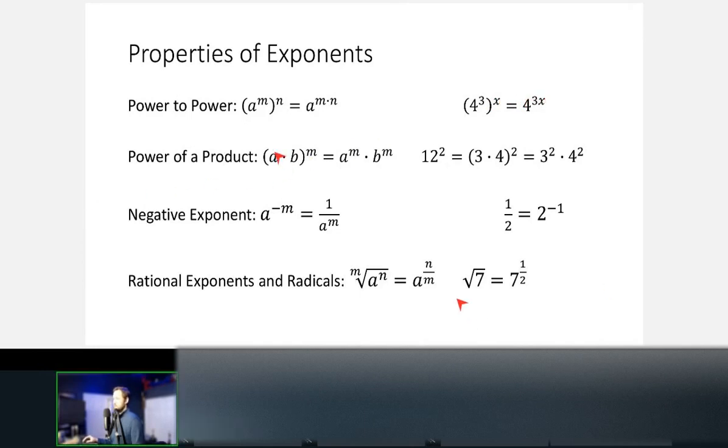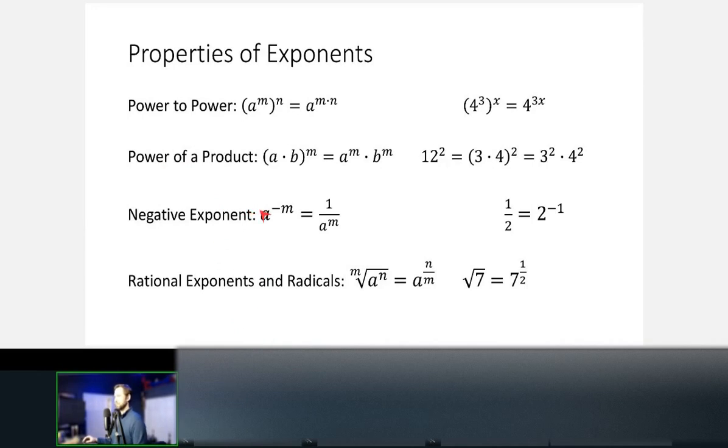Power of a product. So when you have some base a, some base b, and you multiply these together, raised to the m power. Well, we have choices. We can either multiply these together and then raise it to the m power, or you can distribute this power to both bases. So it becomes a to the m times b to the m. An example, like 12 squared, I can rewrite as 3 times 4 to the 2nd power. And then I can distribute this 2 to both bases. So it becomes 3 squared times 4 squared. So that is the power of a product property.